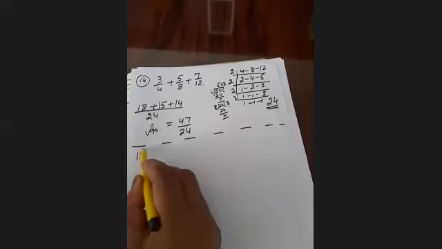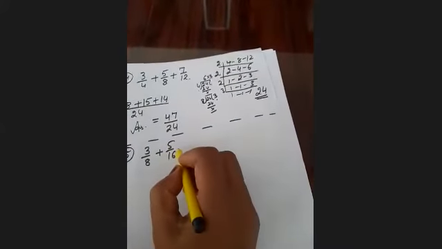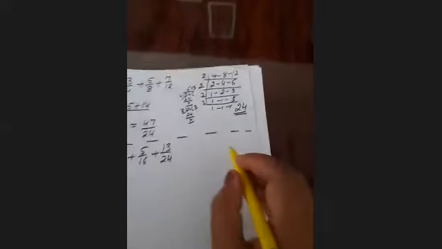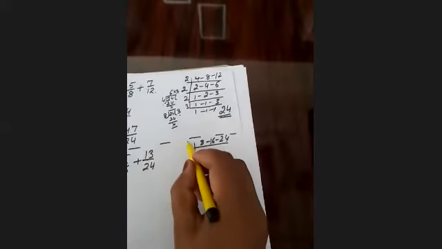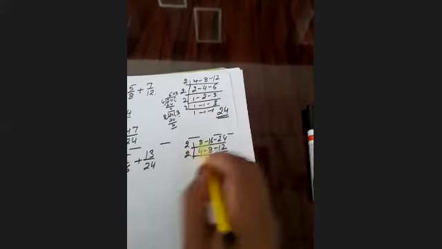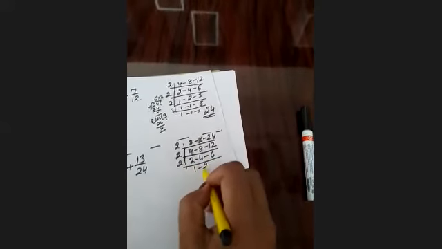Next is 15th question. 3 upon 8 plus 5 upon 16 plus 13 upon 24. Now LCM of 8, 16 and 24. First divide by 2: 4, 8 and 12. Again students, divide by 2: 2, 4, 6. Divide by 2: 1, 2, 3. Divide by 2, 3.